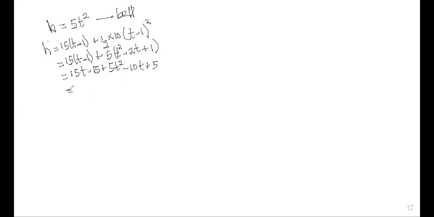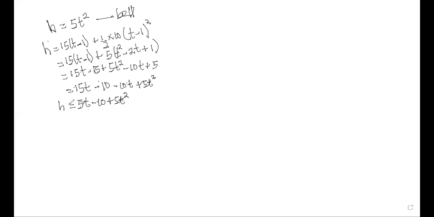So when you simplify, 15t minus 10t is 5t, and minus 15 plus 5 is minus 10, plus 5t squared. Then when we properly group like terms, we have 5t squared plus 5t minus 10.